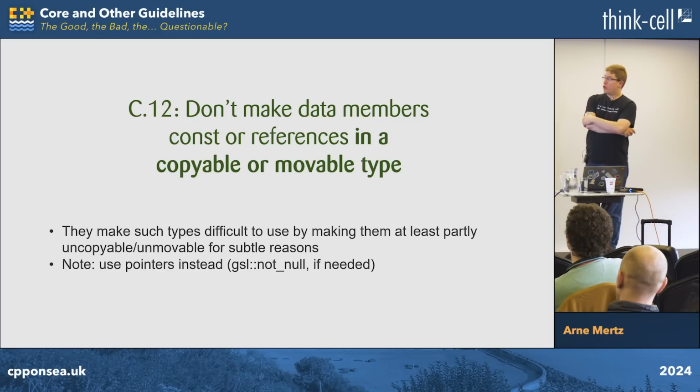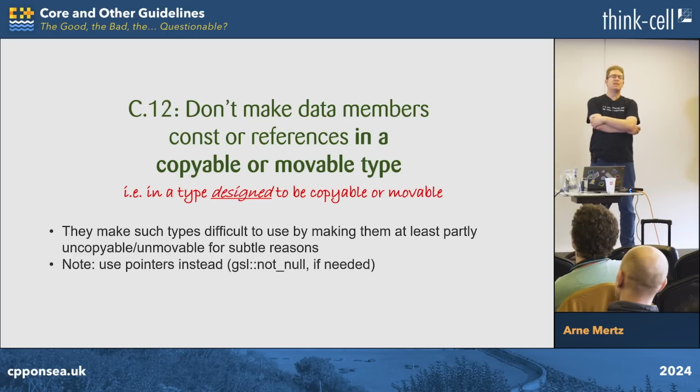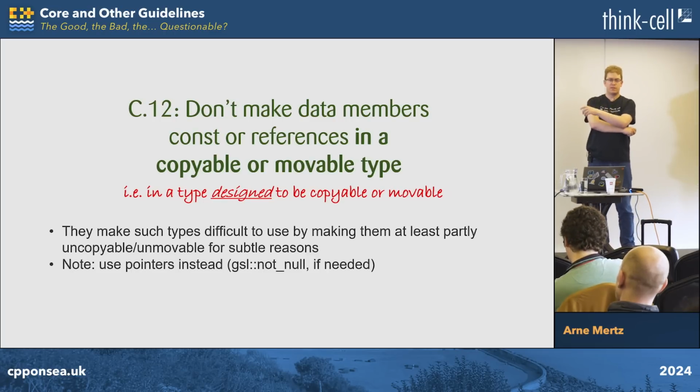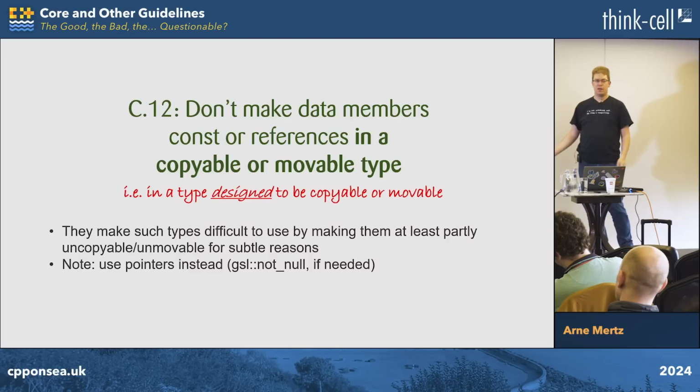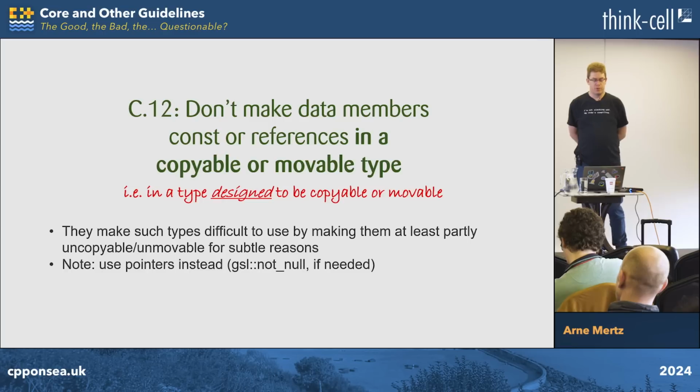In a copyable or movable type, well, if I add a reference, the type is no longer really copyable, movable, right? So what is meant by this? They mean types that are designed to be copyable and movable. If you want a type that is copyable and movable, that has true value semantics, that you pass from I to B, pass into functions and stuff like that, then you should not use reference members.